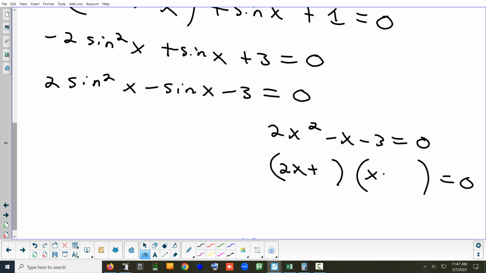One's going to be a plus, one's going to be a minus. And what about two numbers that multiply to give you 3? 3 and 1. Let's try that. That gives you 2x squared minus 6 plus 1. That's not even close. So let's try switching them.